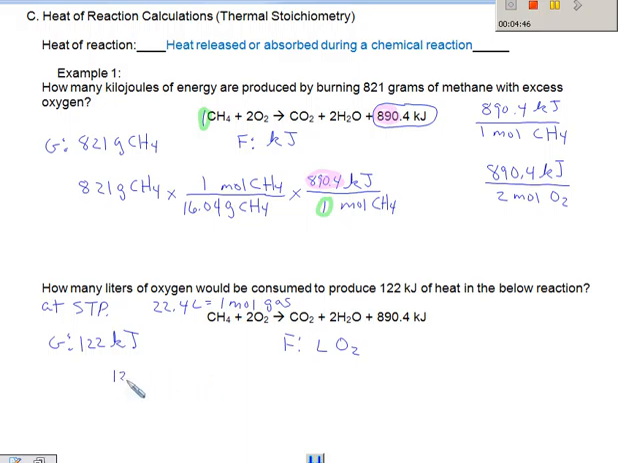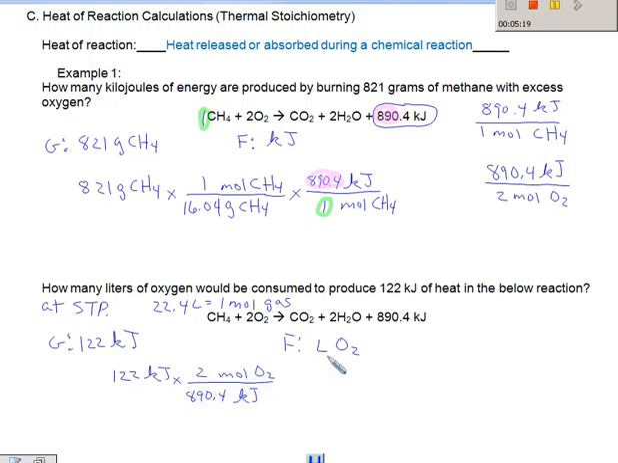We have 122 kilojoules. We need to get out of kilojoules over to moles of O2, which we can do using the balanced equation. Here we have 890.4 kilojoules, 890.4. And this time we've got 2 moles of O2.